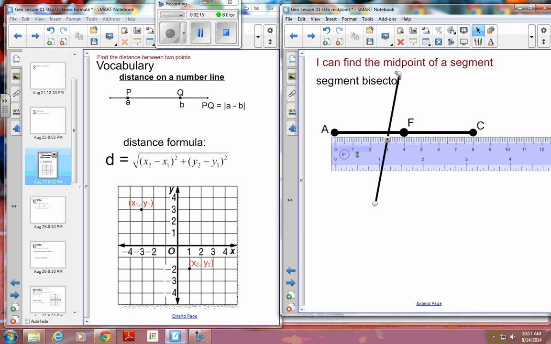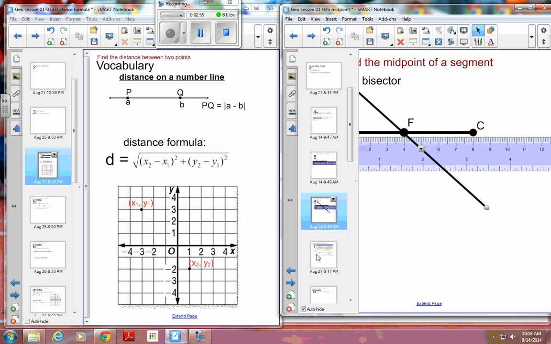The line doesn't have to be at an angle. It could be vertical. If it's vertical, I have a perpendicular bisector, which will be a special case, and we'll talk about that later. But it could go at any angle at all, over here or over here. As long as it is cutting through 4, it is still a segment bisector.